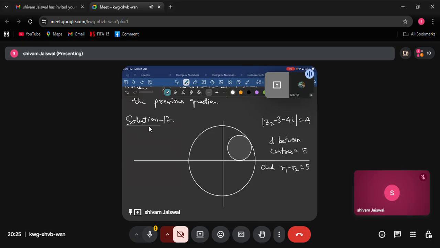Now, since the circles are touching internally, what is the minimum distance between any two complex numbers lying on their circumferences? 0, that is at the point of tangency. So mod of Z1 minus Z2 will be equal to 0. Is it clear to everyone? Okay, next. Let us do another one.